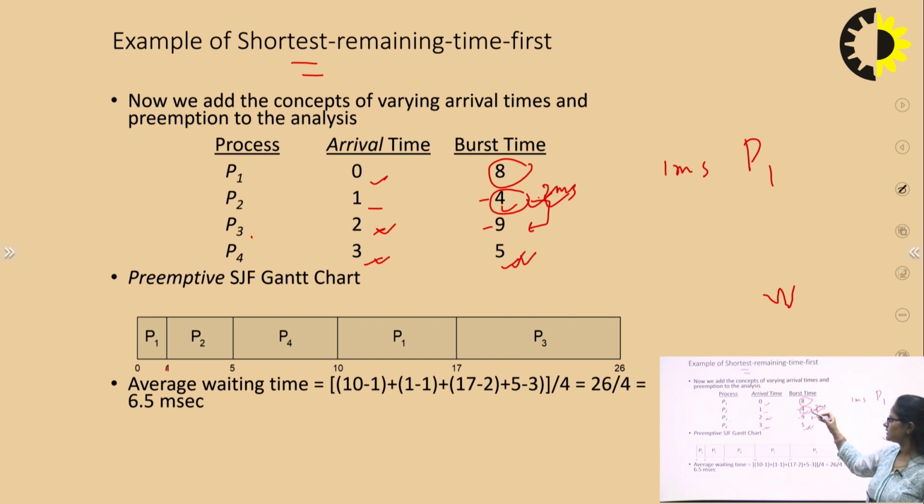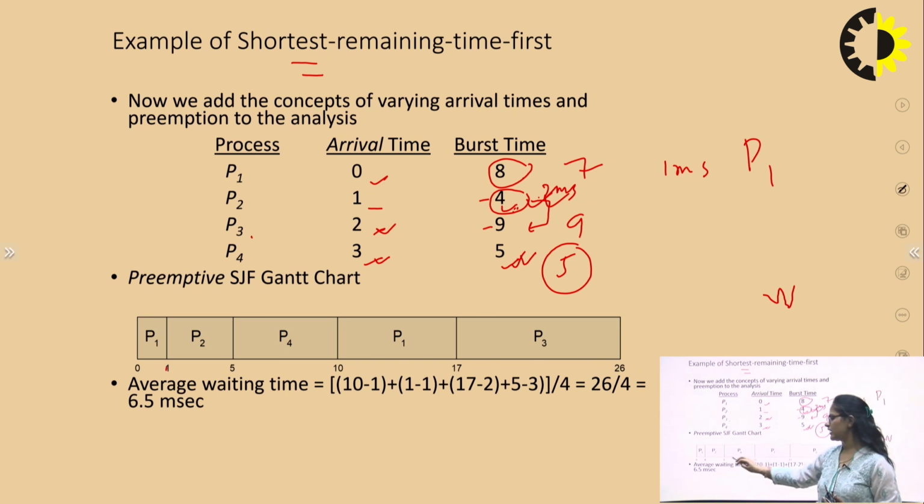So we can compare, and this one is the shortest. So P2 will complete its work and then will free the CPU at 4 plus 1, 5 millisecond. Now P1 has 7 millisecond of work left, P3 has 9, and there is P4. So the shortest work visible right now is P4's. So the CPU will be given to P4 and P4 will execute its work for the next 5 milliseconds.